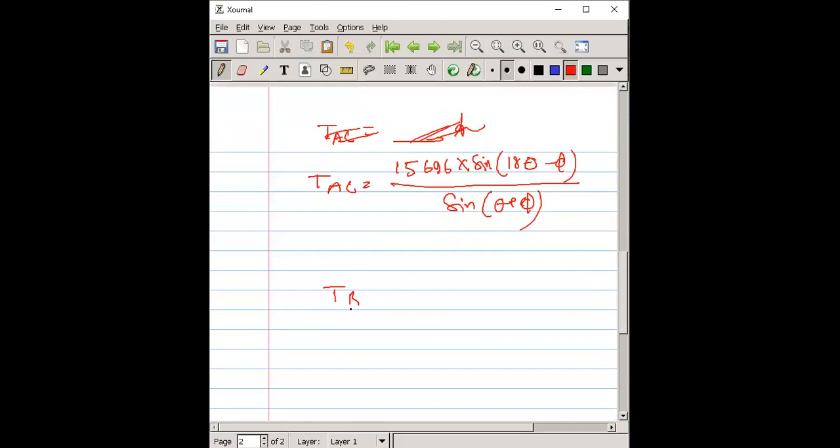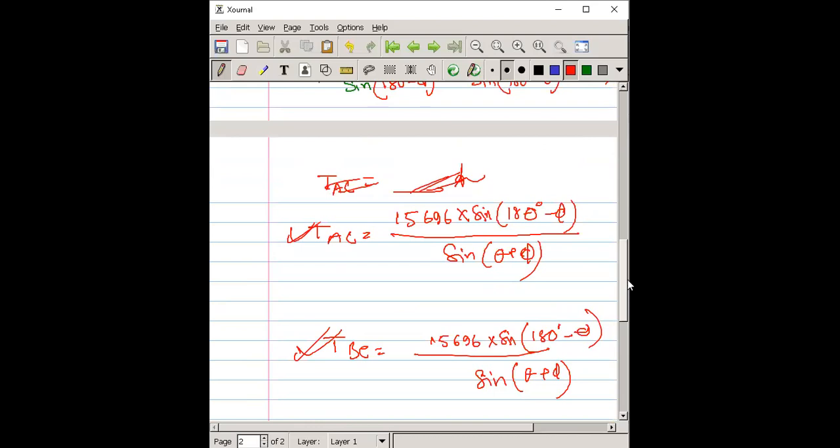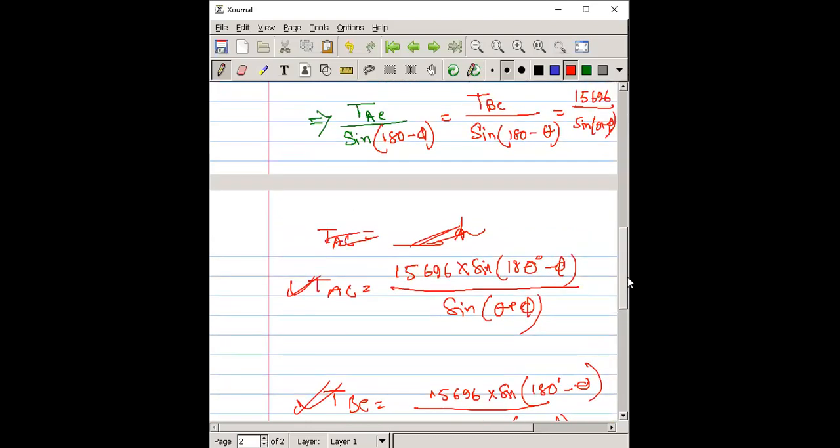Similarly, T of BC you can easily find out: 15696 into sine(180 degree minus theta) divided by sine(theta plus phi). So in such a manner, you can easily find these two forces. And these are positive values, so it indicates these are tensions.